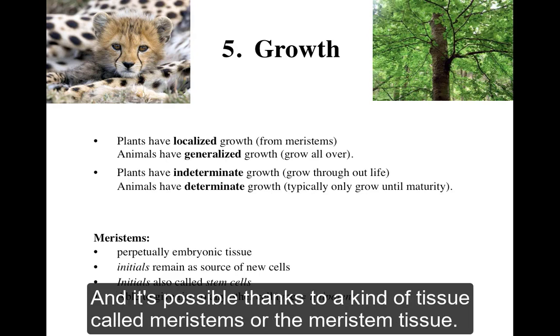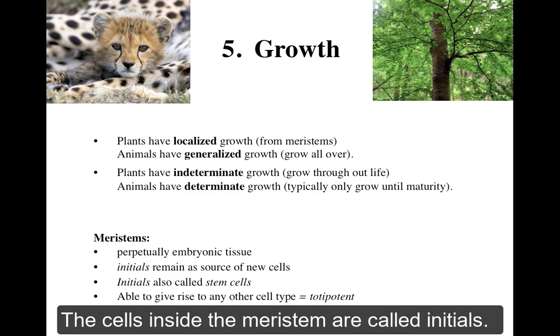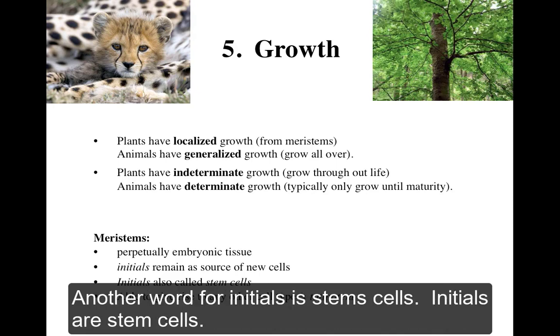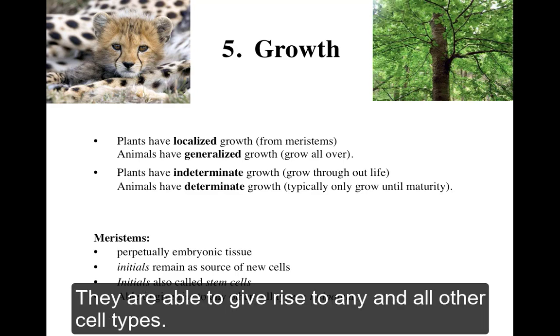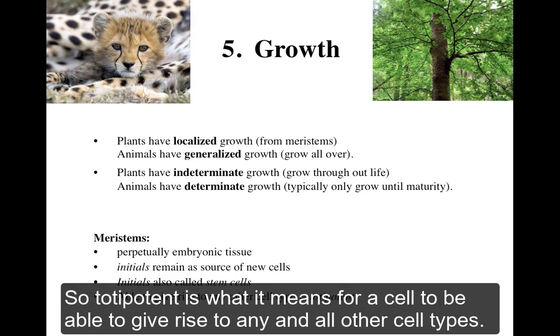And it's possible thanks to a kind of tissue called meristems, or the meristem tissue. Meristem tissue is a perpetually embryonic tissue. The cells inside the meristem are called initials. And initials are cells that remain as a source of new cells throughout the entire life of the plant. Another word for initials is stem cells. Initials are stem cells. They are able to give rise to any and all other cell types. This is also what's termed totipotent. So totipotent is what it means for a cell to be able to give rise to any and all other cell types.